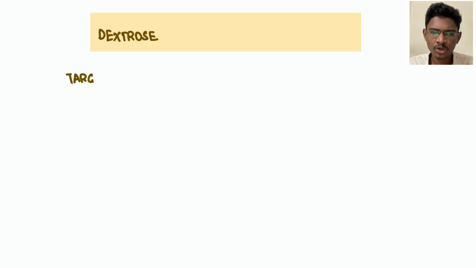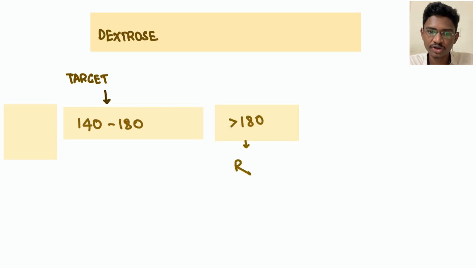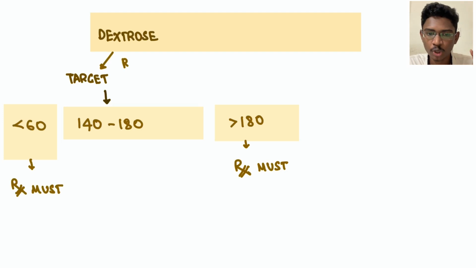Okay. First, let me deal with the dextrose control or glucose control in stroke patients. What should be your target? Your target should be 140 to 180 milligram per deciliter, your blood glucose. If it is less than 60, yes, you should treat with D25 dextrose. Or if it is more than 180 also you should treat, because hyperglycemia also impairs the recanalization and penumbra resolution. So hyperglycemia must be treated in acute ischemic stroke if it is more than 180.